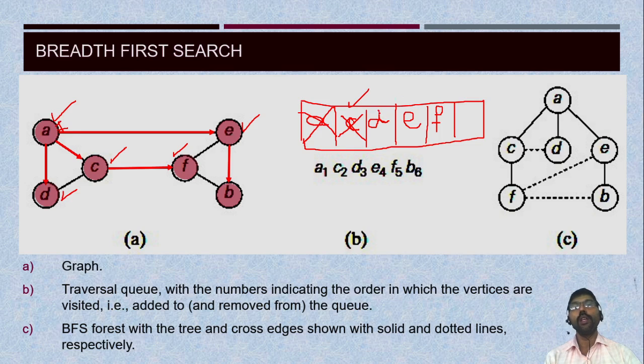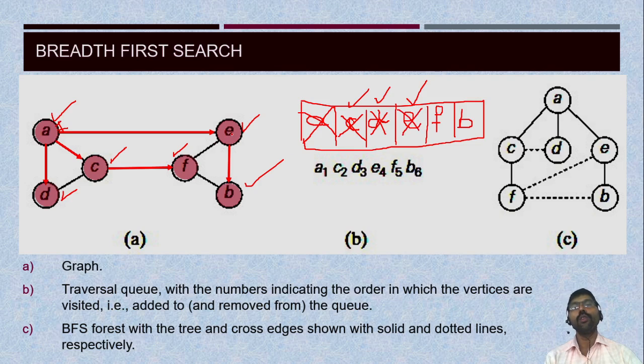Then you have to check the node D. From D, there is no adjacent node which is not visited, so I have to remove it from the queue. Then I check E. From E, one node is there called B, which is not visited. I mark that one as visited, then add B to the queue. Once all the unvisited adjacent nodes are added to the queue, I have to remove E.